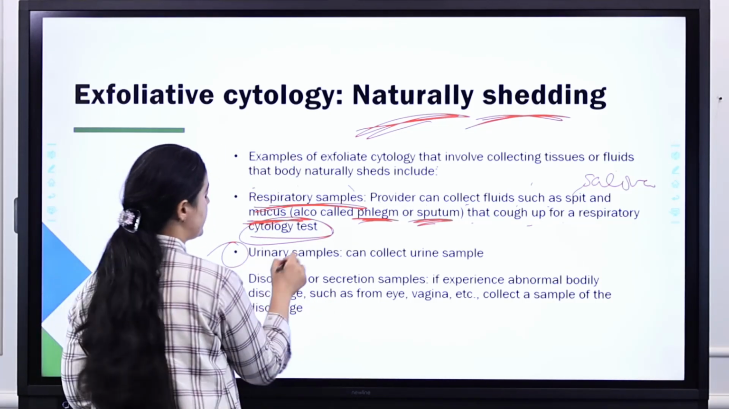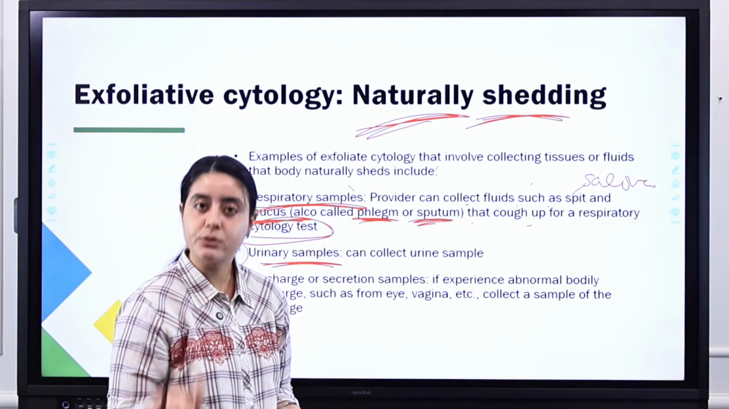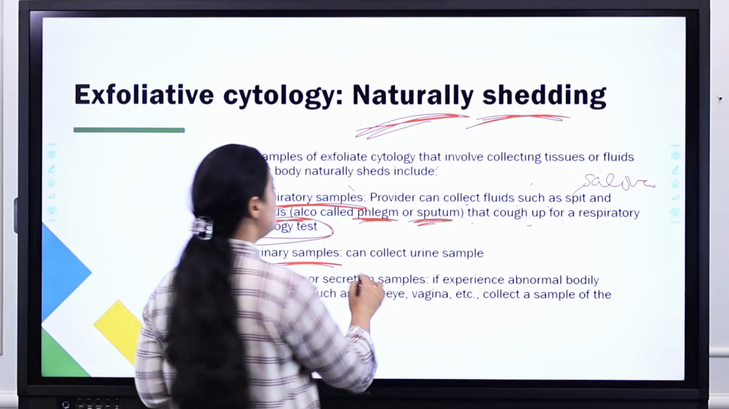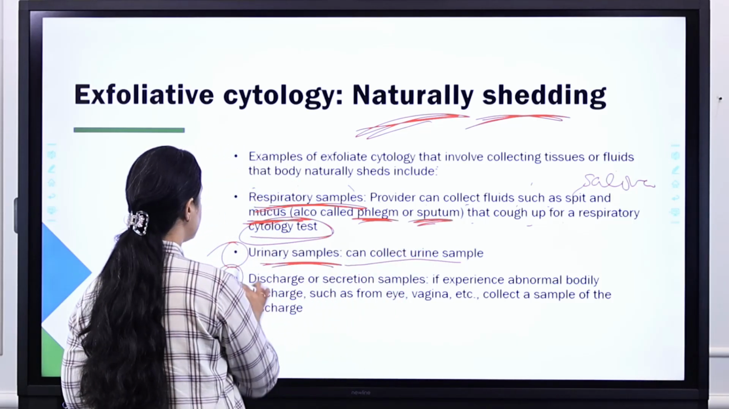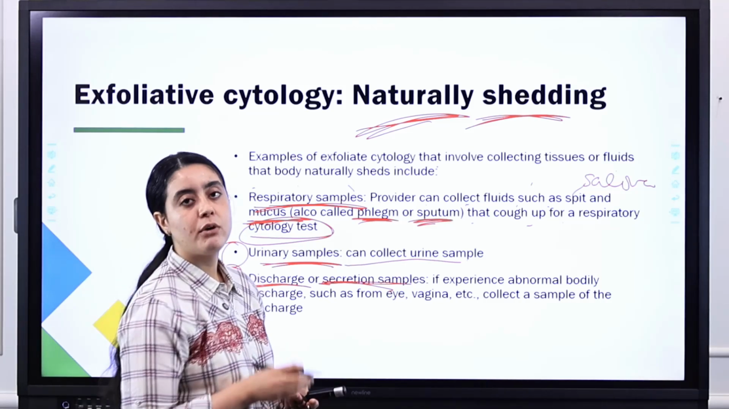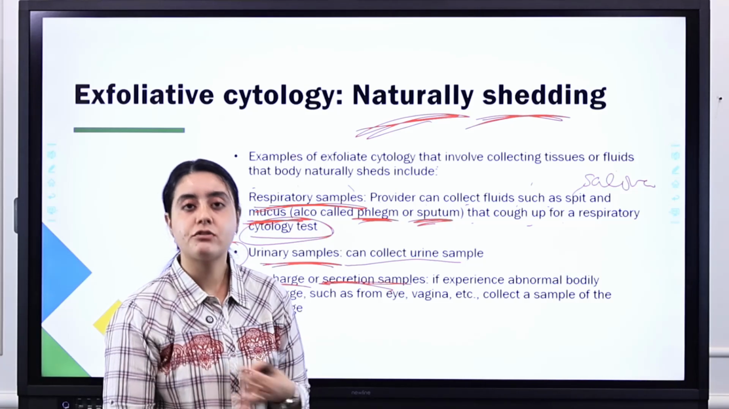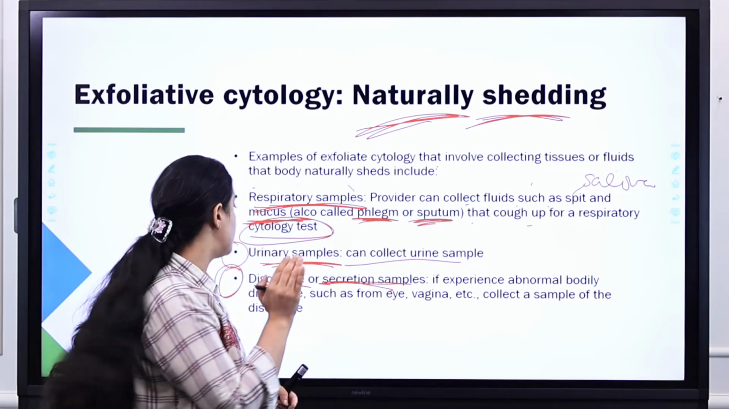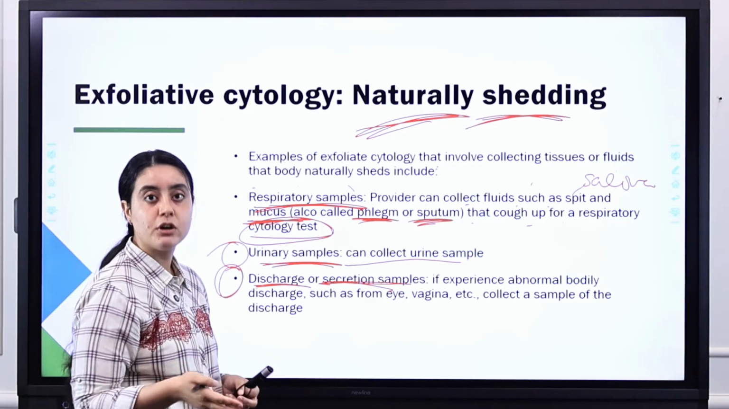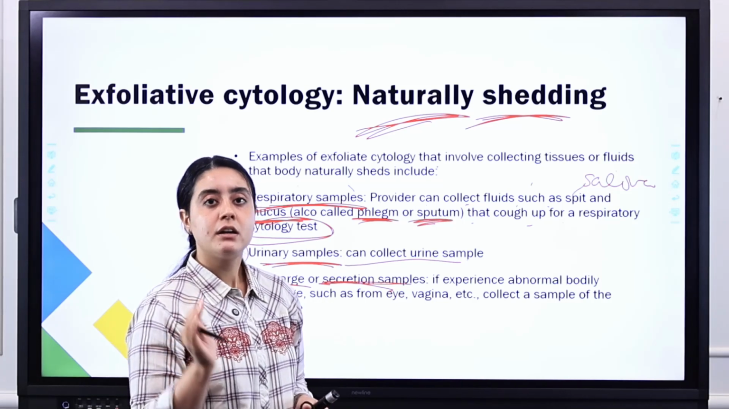Then what is the second category? Urinary samples. Another type of sample which the body naturally sheds is the urinary sample, obviously. The patient can pass urine on their own, so we can collect urine samples. What is the third category? Discharge or secretion samples. Sometimes our body starts secreting abnormally, like from our eyes, from our breast areas, from our vaginas. When your body starts showing these types of symptoms, or starts discharging some fluid from your body.